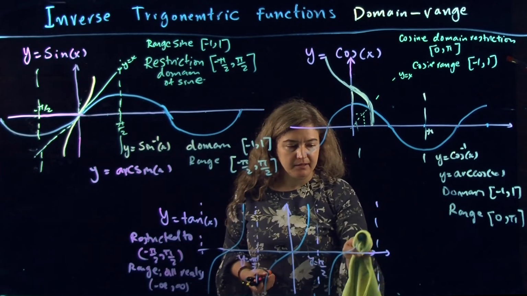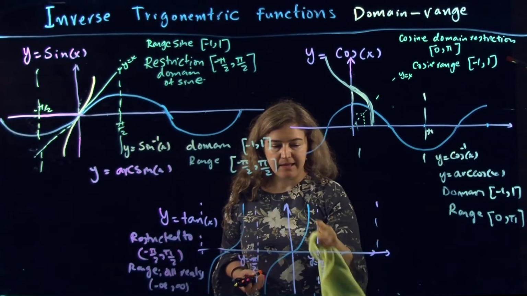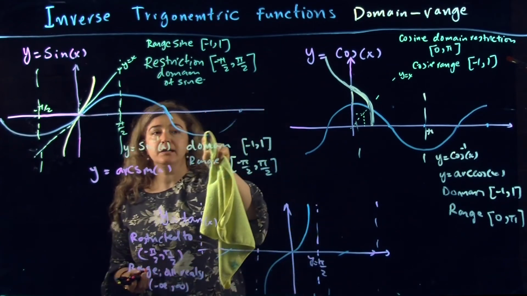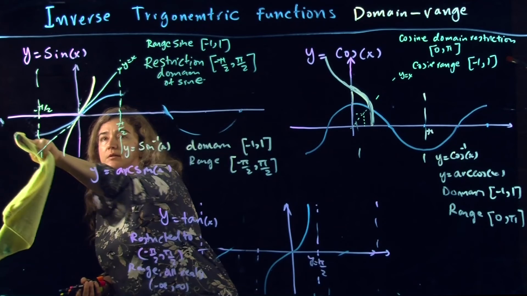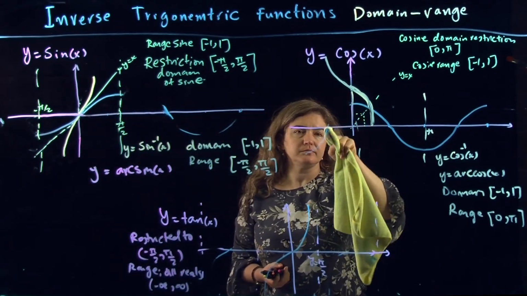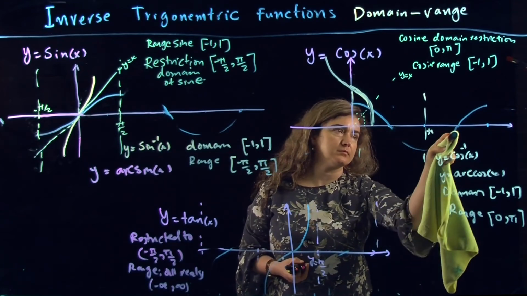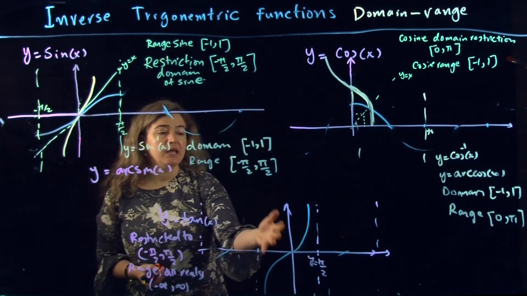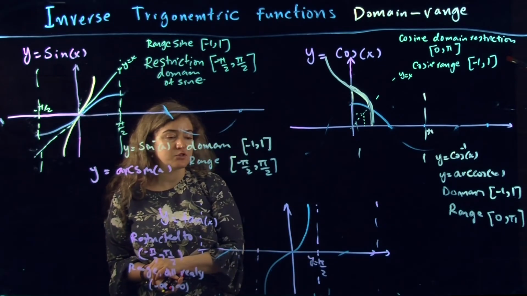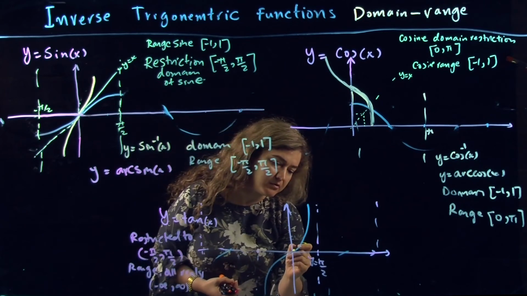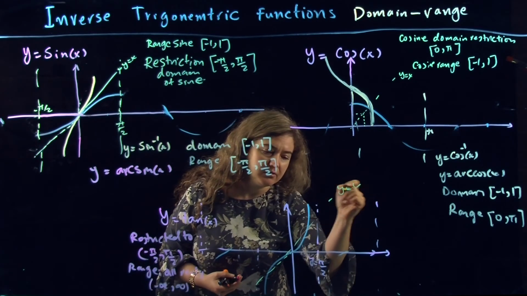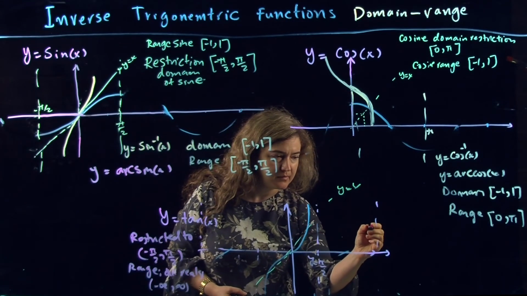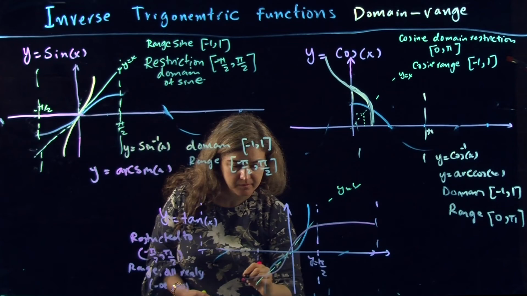Now if I erase this part, that's the only piece that I'm inverting. For all of those, we inverted only the pieces that were inside the restricted domain. Here I just want to invert this piece that is inside the restricted domain. And so it goes, this is y equals x, and then the shape will look like that.